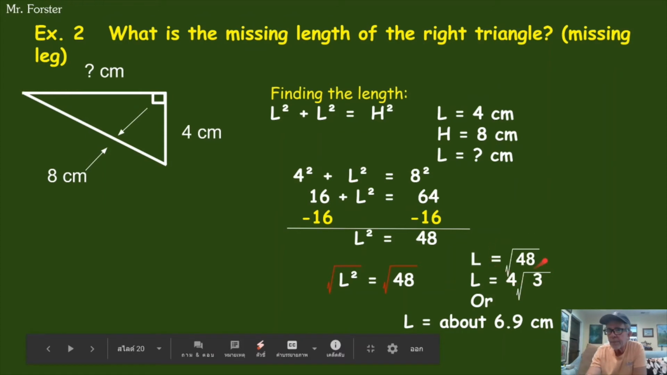But if you want an estimate of what the square root of 48 is, we know that the square root of 49 is 7. So we know that the square root of 48 is very, very close to 6.9. And of course, it's an irrational number, but 6.9 is a very good approximation for the length of the square root of 48, or 4 times the square root of 3. Let's look at another example.